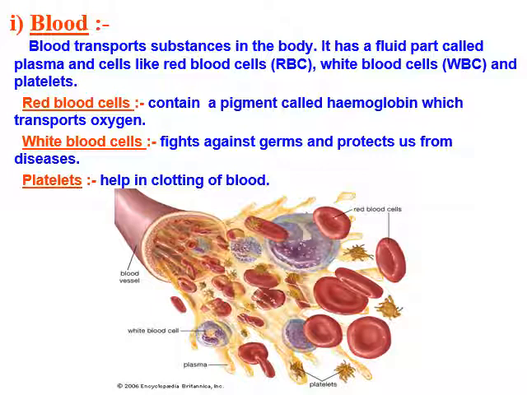RBCs or red blood cells contain a pigment called haemoglobin, which is made up of iron, and which transports oxygen. White blood cells or WBCs fight against germs and protect us from disease. They are the soldiers of our body. And blood platelets help in clotting of the blood. When there is injury and blood loss, the blood platelets help in clotting of the blood.